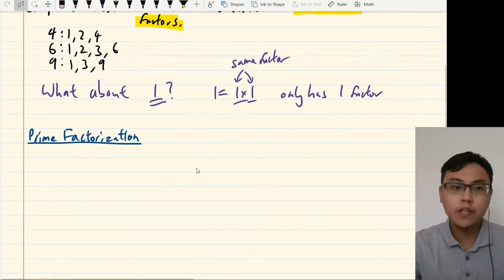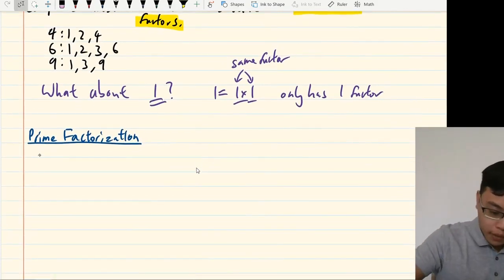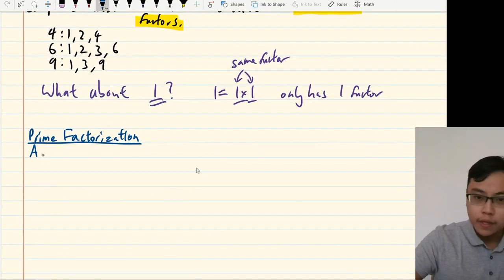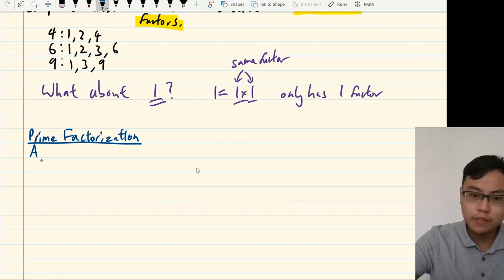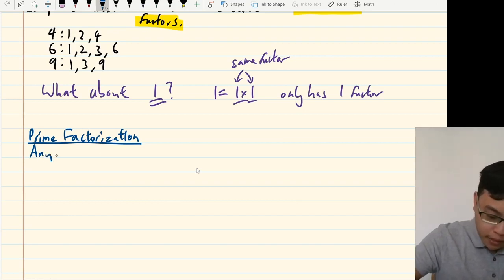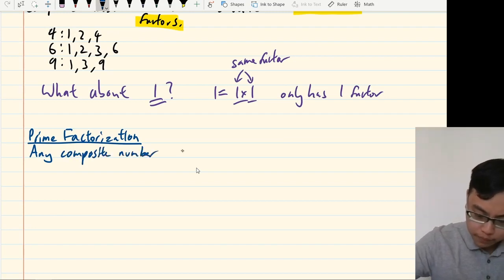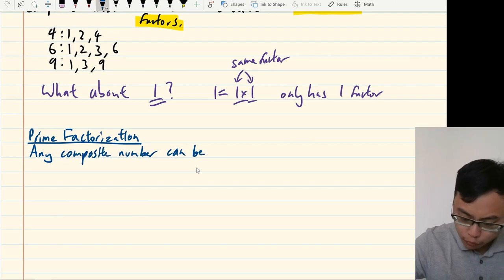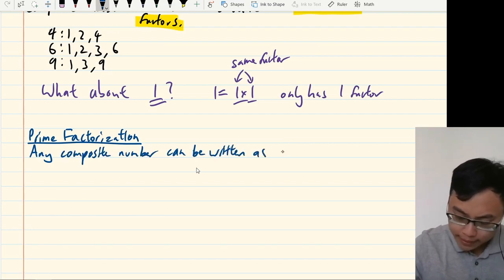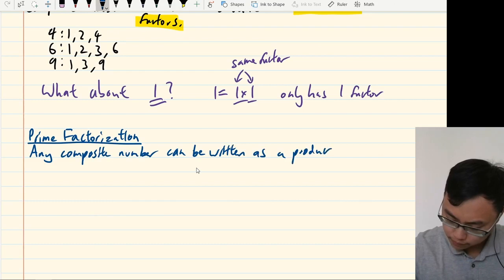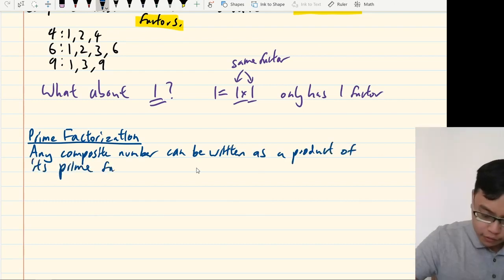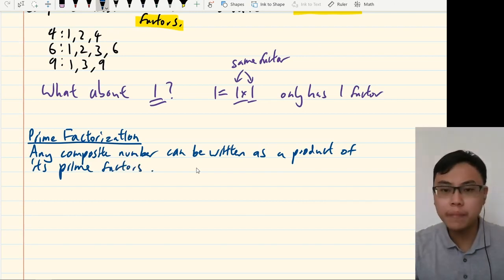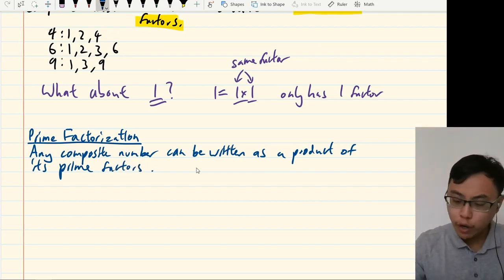And so any composite number can be written in a special form called prime factors. We can write it as a product. Any composite number can be written as a product of its prime factors. What do I mean by prime factors? As a product of its prime factors.